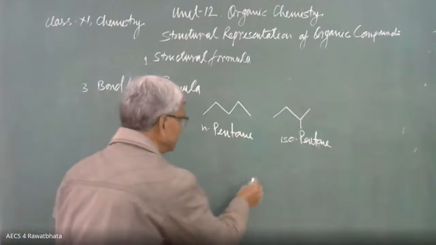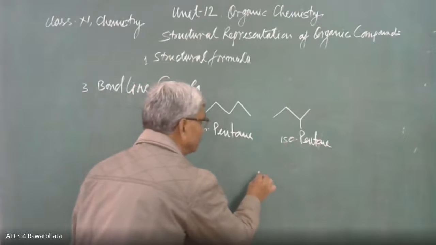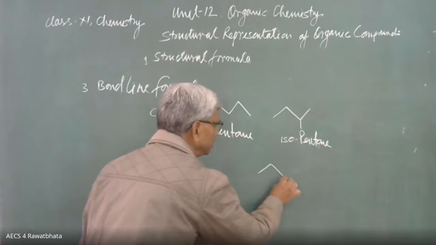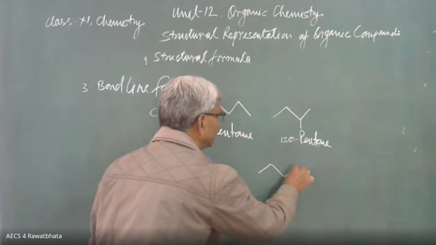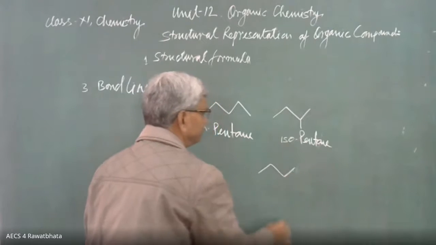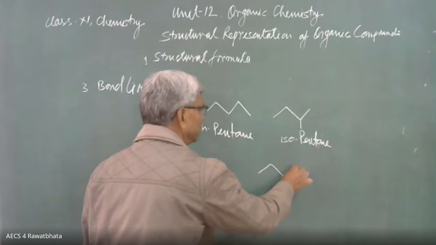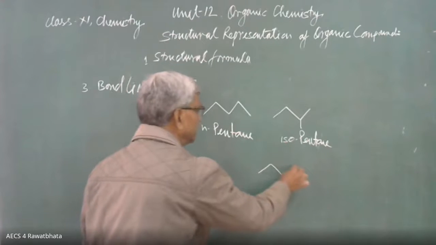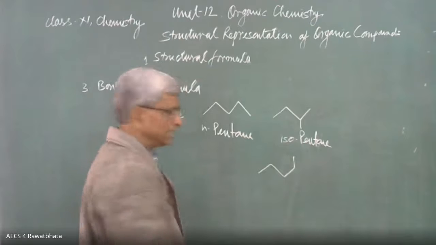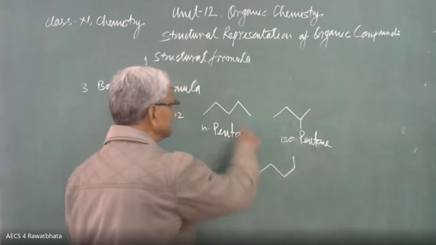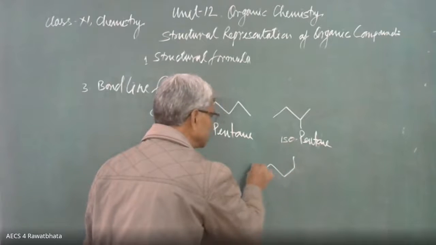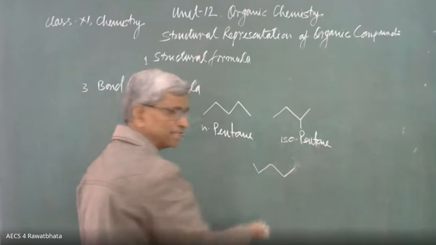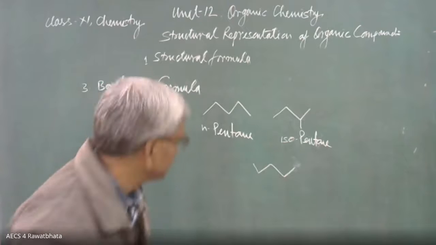Is it correct? Let me write like this: 1, 2, 3, 4. Okay, not possible. If I write like this, it is also a continuation. In this and this, there is no difference. If I put it anywhere, like this, there is no difference. That's why it is meaningless.